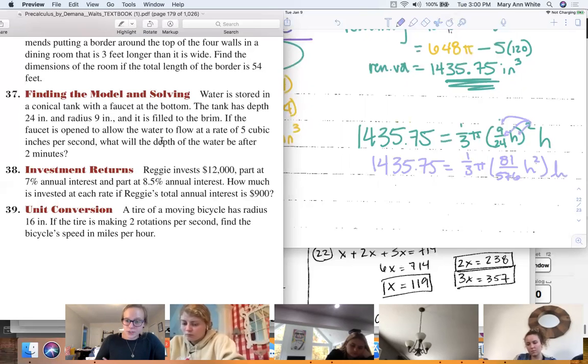I'm allowed to multiply the numbers that I have together. So I'm going to multiply those two together. And then I'm going to multiply my h's together because those are all the same. Still haven't done anything with the left side.